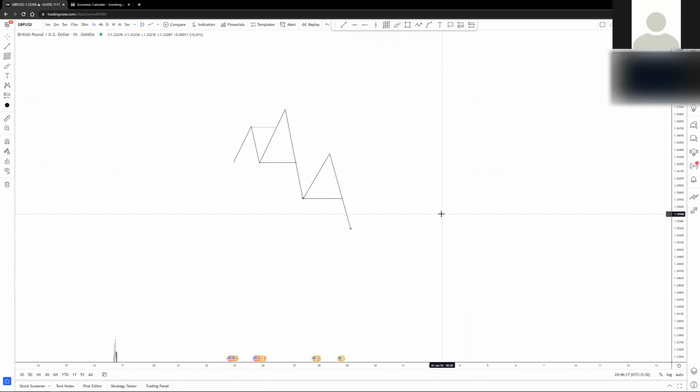Now we know that liquidity is what drives the market, and we know 90% of the retail traders are losing money in the market, right? They're losing money in the market. So now where are the 90% of the traders present in this market?